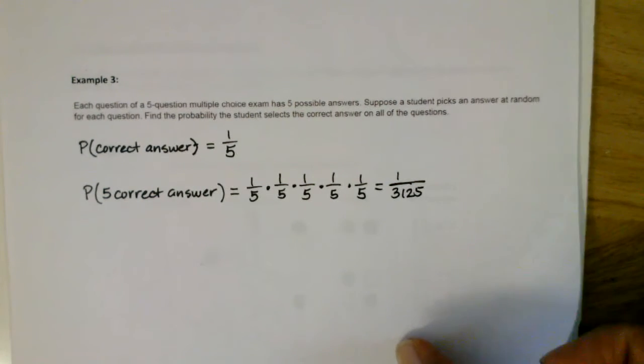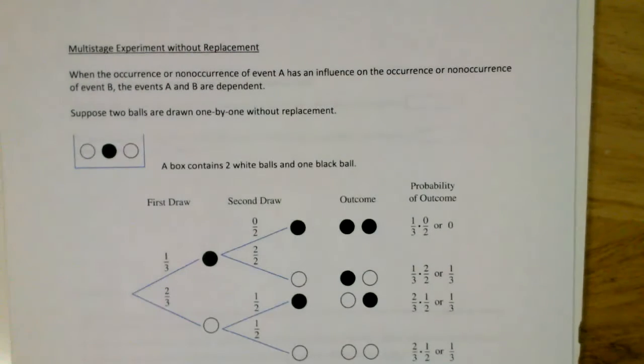Okay. All right, next we'll look at without replacement, a multi-stage experiment that's done without replacement. And that's this. When the occurrence or non-occurrence of an event A has an influence on the occurrence or non-occurrence of event B, the events A and B are dependent.